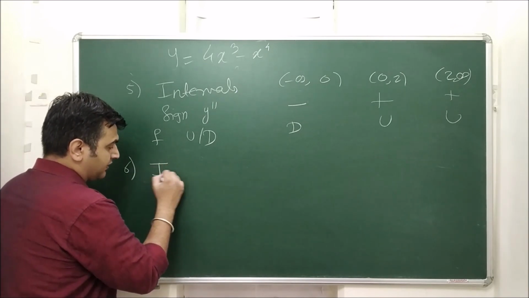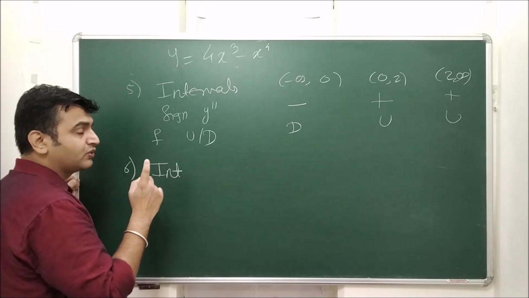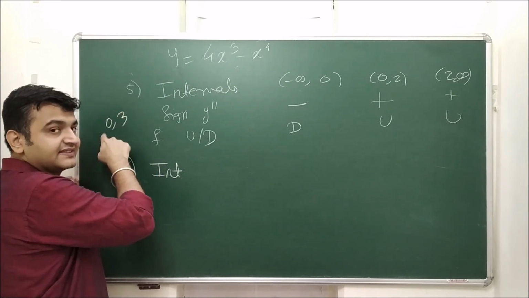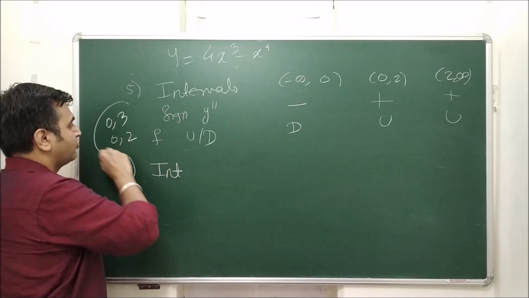We have to combine the table. So first will be interval. So what were the points? For inflection points, I think we had 0. For critical points, we had 0 and 3. And f double dash was 0 at 0 and 2. So we have to take these points.